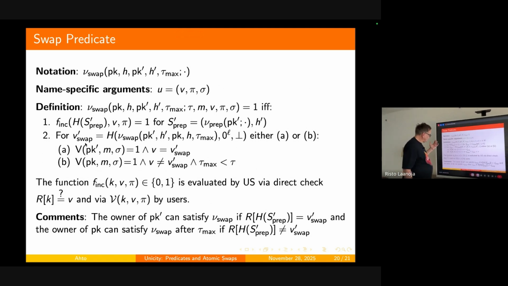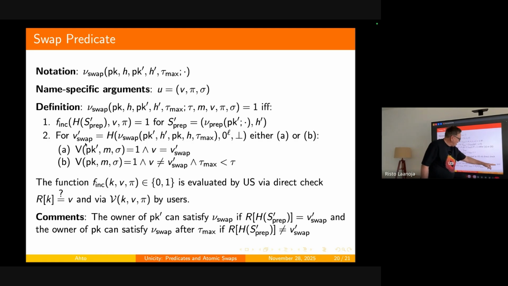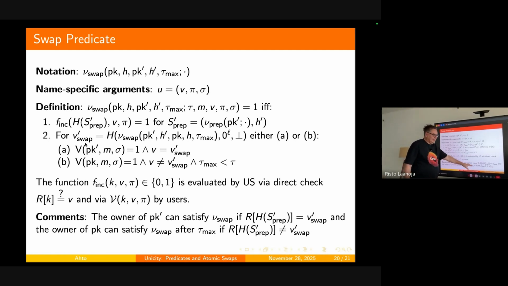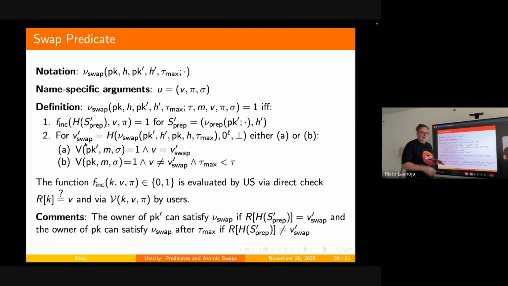So this means that the owner of the second public key can satisfy the predicate if the proper value is stored at the index that corresponds to the second party's preparation state. And the owner of the token of the first public key can satisfy this predicate after the timeout if something else was stored at that key, or nothing was stored.